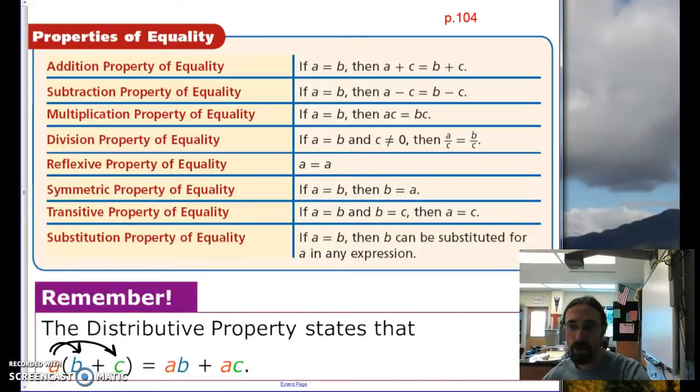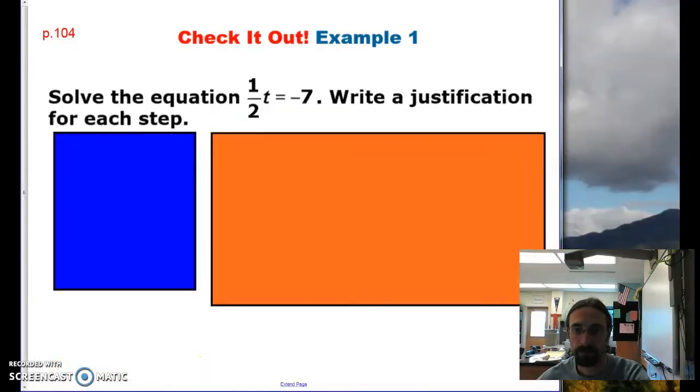So on page 104 in your book, you have these properties of equality which you learned in algebra. I want you to get these written down into your notes. I'll come around and check them. So of course, pause the video here and get that. Now, remember, distributive property states that A times a quantity, something in parentheses, you distribute that term A to both B and C. All right, let's try a little example.